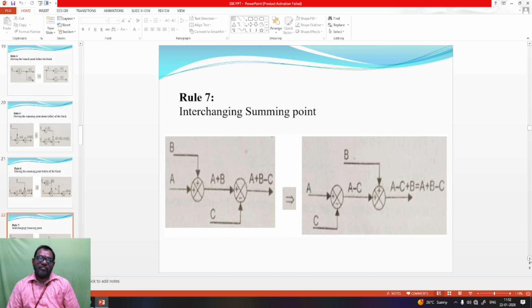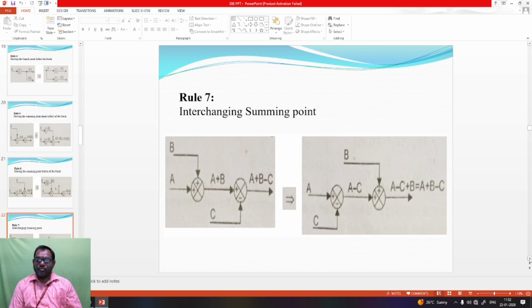Next, rule number 7 we are going to discuss, interchanging the summing points. We already know there are two summing points available. We need to interchange the summing points while keeping the same value of the output. The output should not change, but we interchange the summing points. For example, A is the input and B is the input of the first summing point. Similarly, the second summing point has A plus B and C as inputs. The total output is equal to A plus B minus C. We need A plus B minus C.